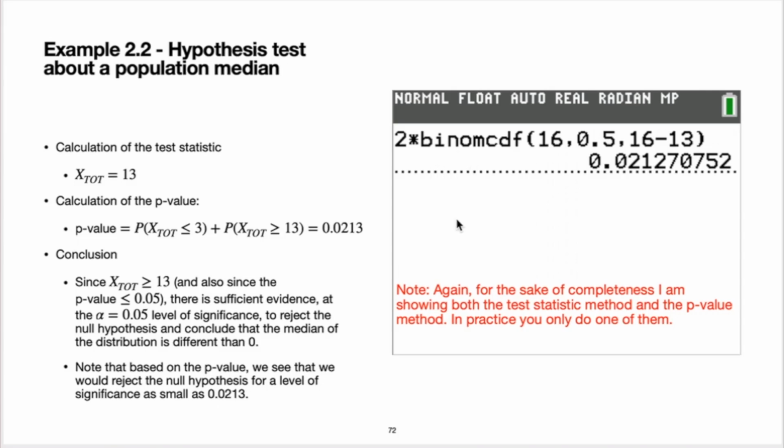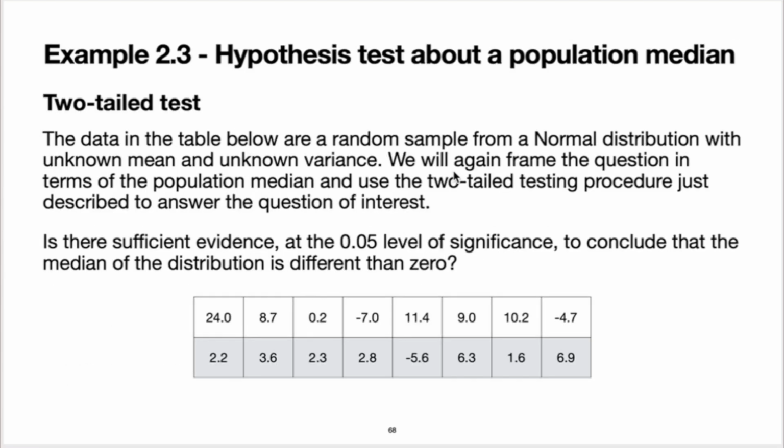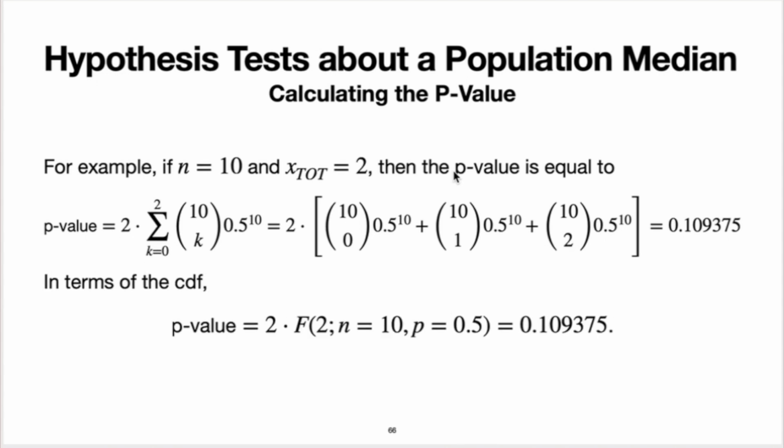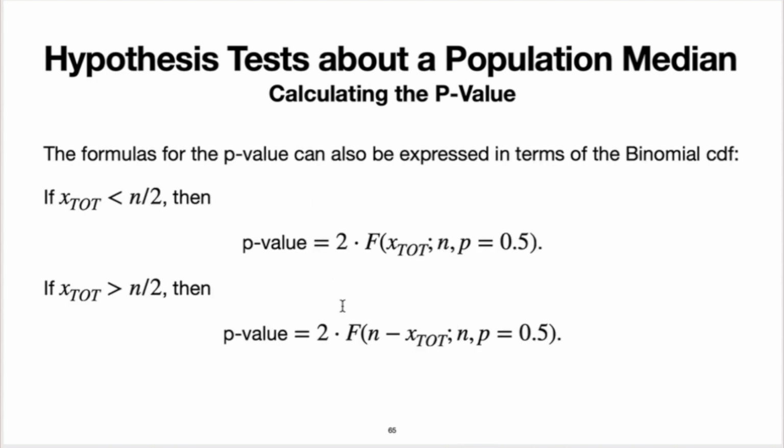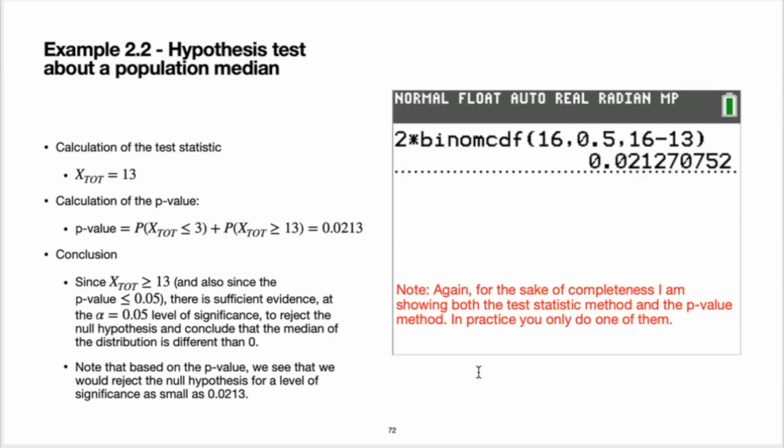0.0213. Now notice here that in the right panel, I'm calculating the p-value using the CDF. Pardon my going back and forth, but I'm just trying to show how we do these things. In that right panel, I'm using this formula for the p-value. So they're all equivalent, but I'm taking advantage of the capability of the calculator to calculate this probability very easily. So 0.02127, or to 4 decimal places, 0.0213.